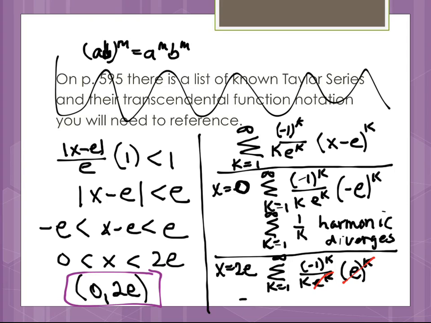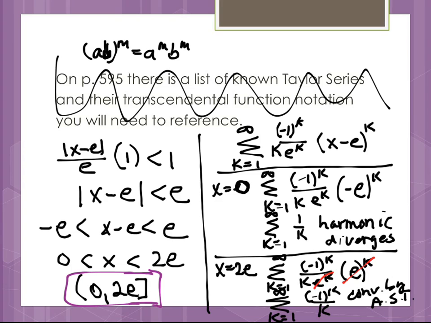All right, so this actually becomes the summation from k equal 1 to infinity of negative 1 to the k over k. And this converges by the alternating series test. So my interval that started out 0 to 2e is going to not include 0, and it's going to include 2e, which means my interval, coming back over here now, will have a bracket right here. Is everybody good with that?